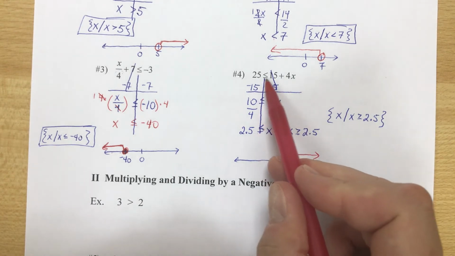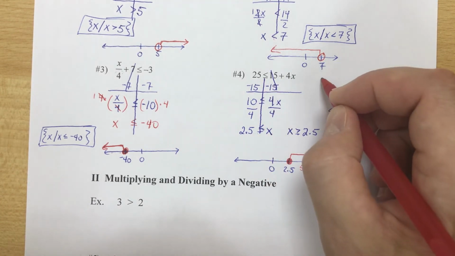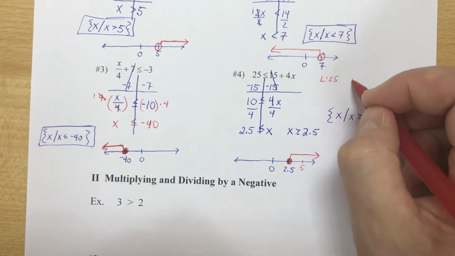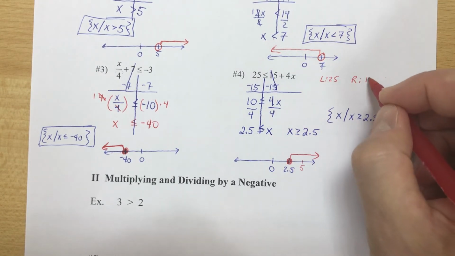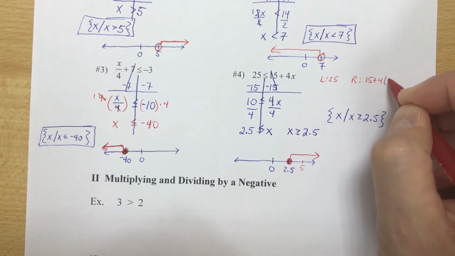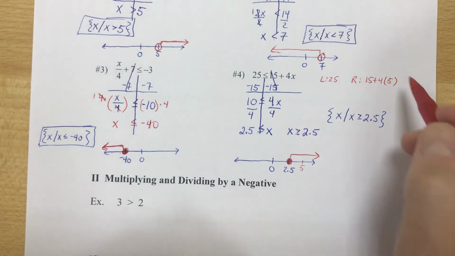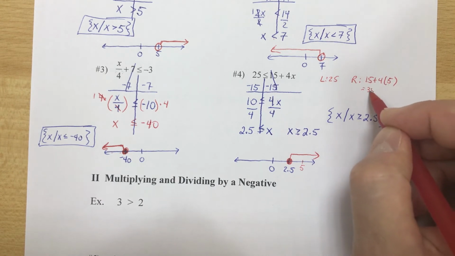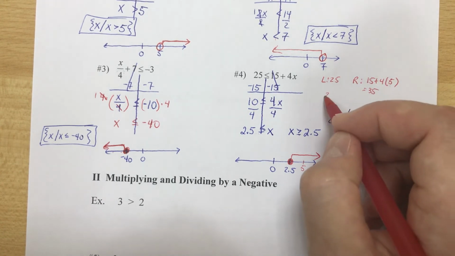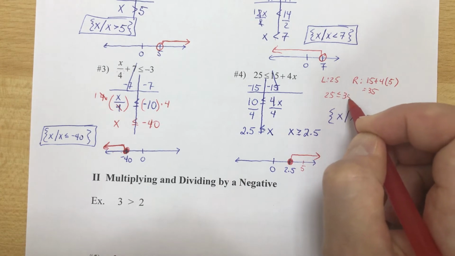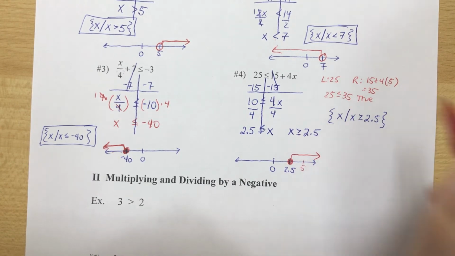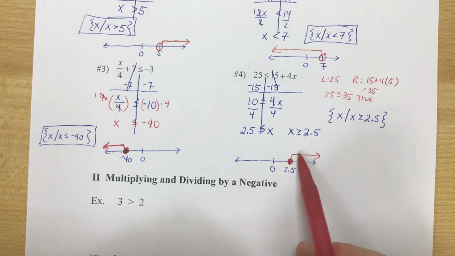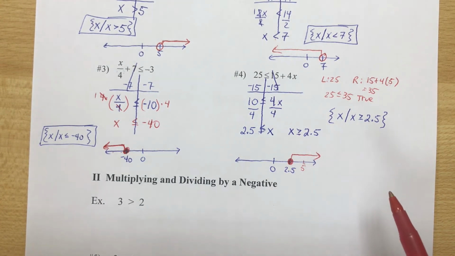Well, I would go back to here. Remember, the left side is 25. The right side is 15 plus 4 times x, which is 5. That's 20. 4 times 5 is 20, plus 15 is 35. Is 25 less than or equal to 35? Yes, that's true. So this is good. This is the side I need to graph to. I need to graph it to the right, to the greater than.